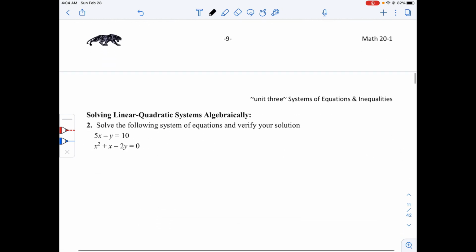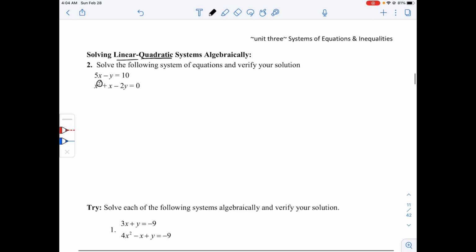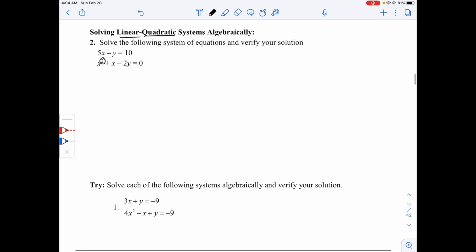Okay, so let's pop down here and look at the Math 20 type questions. Solving linear quadratic systems. A linear quadratic system has, of course, a variable with a degree of 2. This first question says solve the following system of equations and verify your solution. It doesn't say which method we have to use, so let's try this one using substitution.